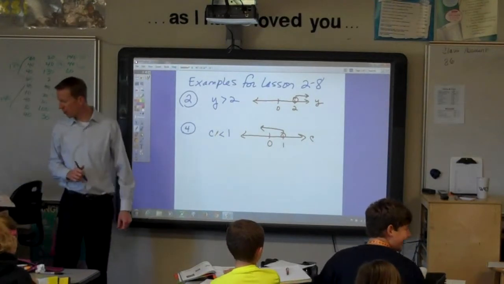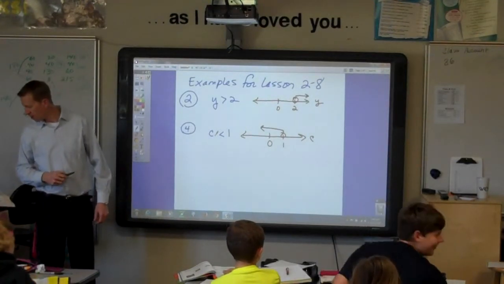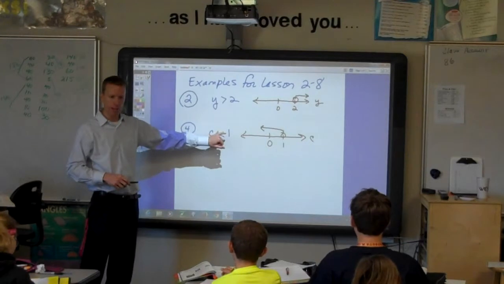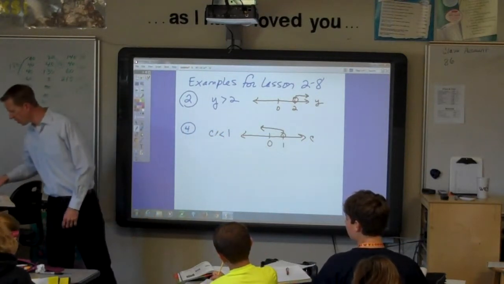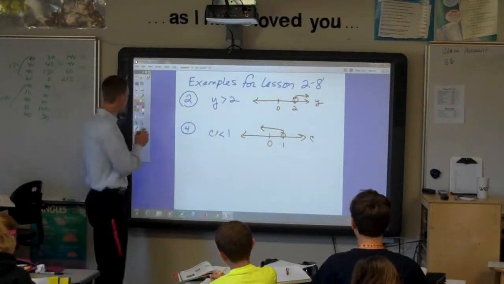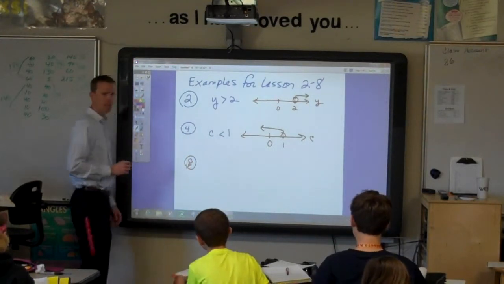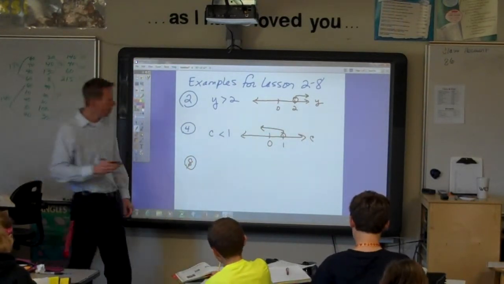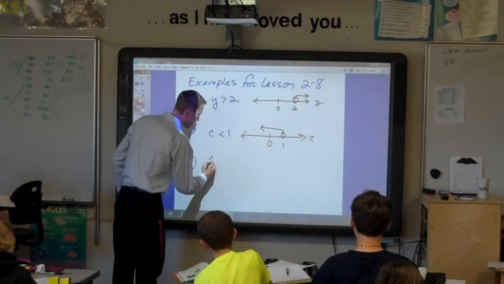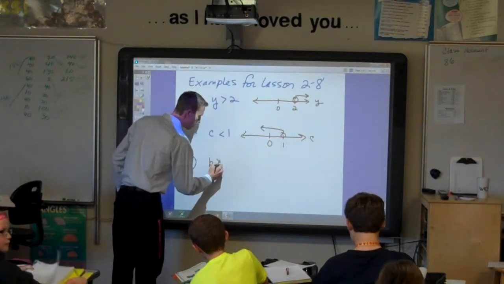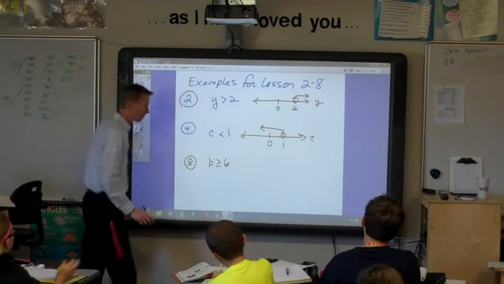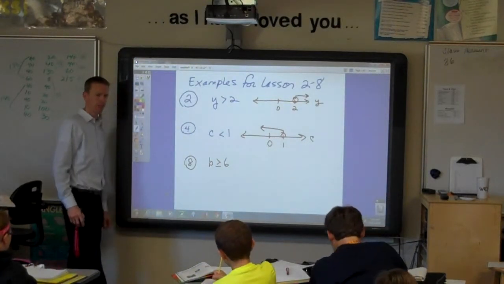Number 6 is also one with just an open dot. Let's go to number 8, because that one's a little bit different. That one is B is greater than or equal to 6. B greater than or equal to 6. Okay?